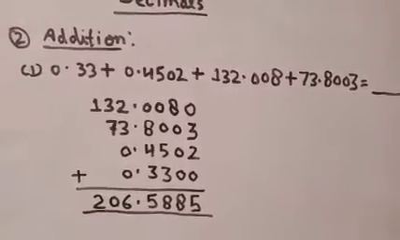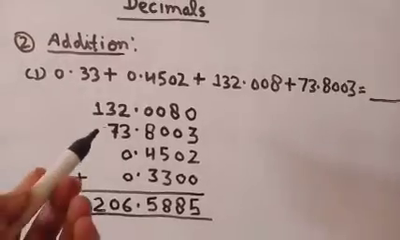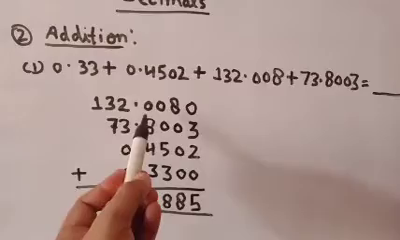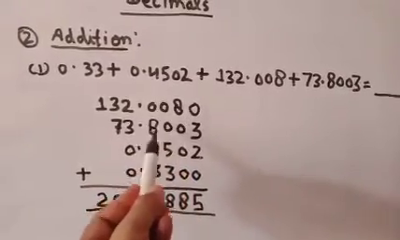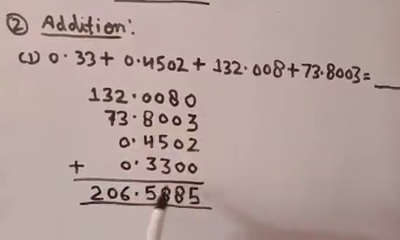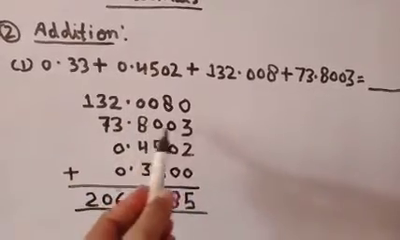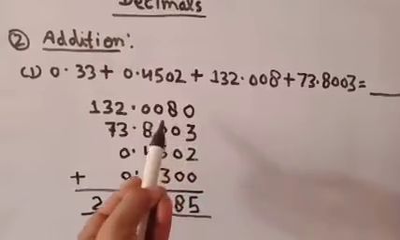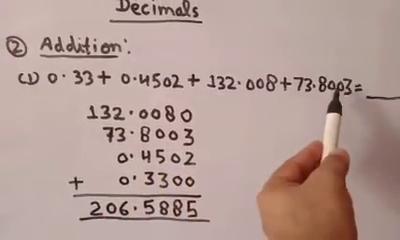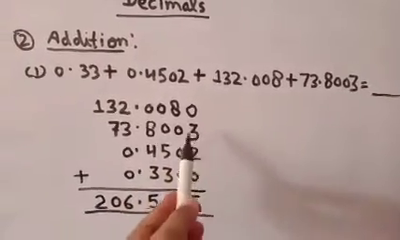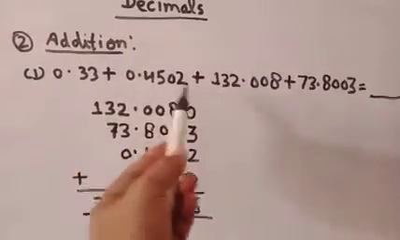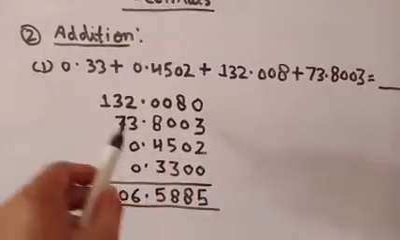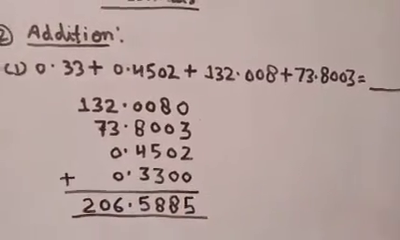206.5885. So student, just remember this, you put decimal under decimal and convert all the decimal parts into like decimal parts. For the maximum places of the decimal part, you have to convert the smaller ones to the maximum places. Here the maximum places is 4 digits. Convert all 2 or 3 digits into 4 digits in the decimal part, not in the whole number part.